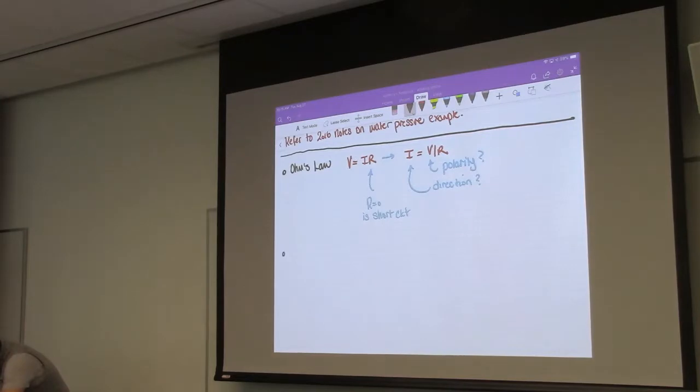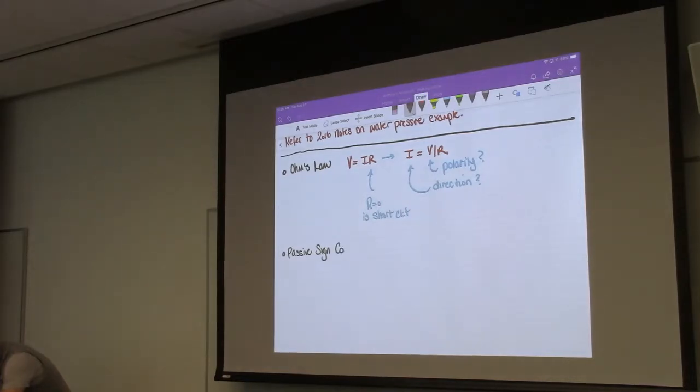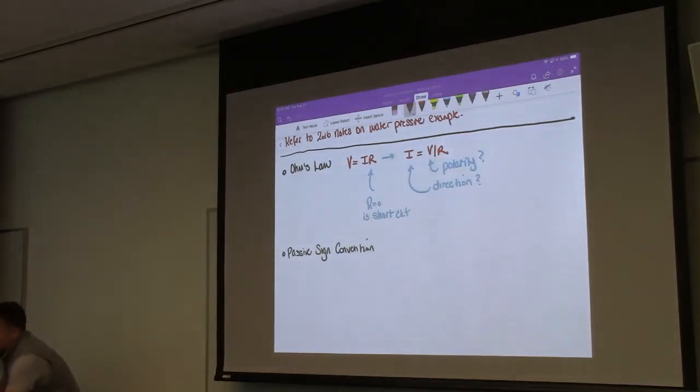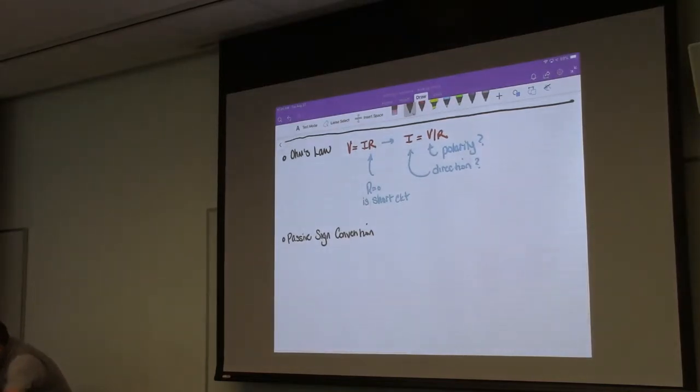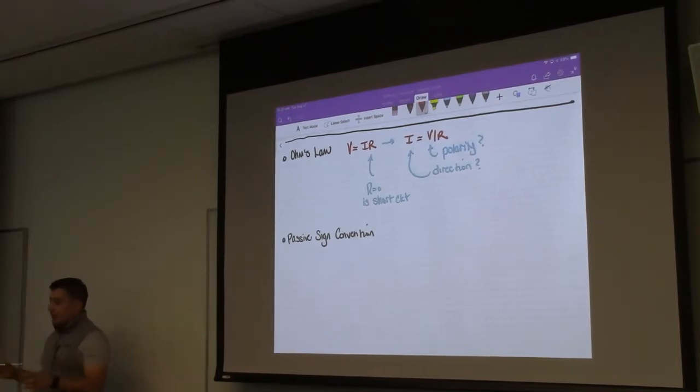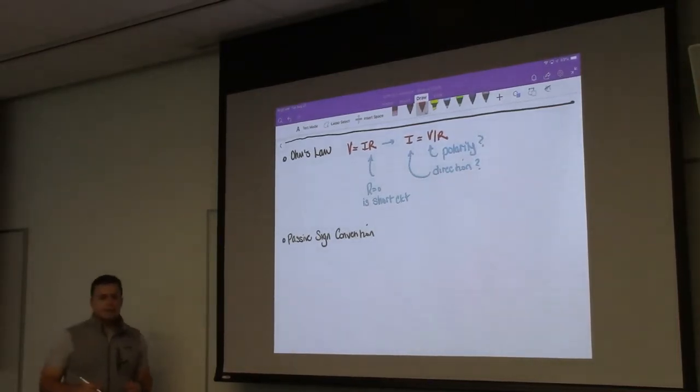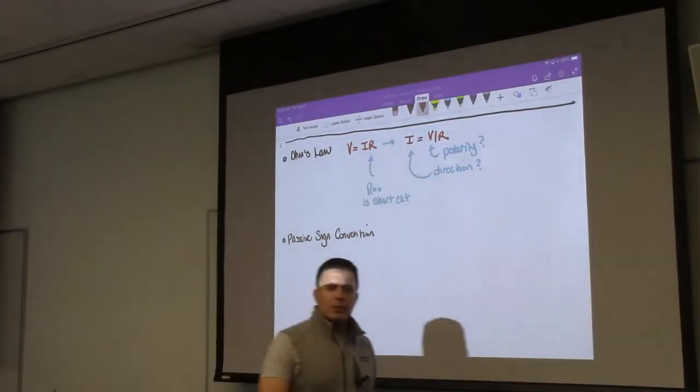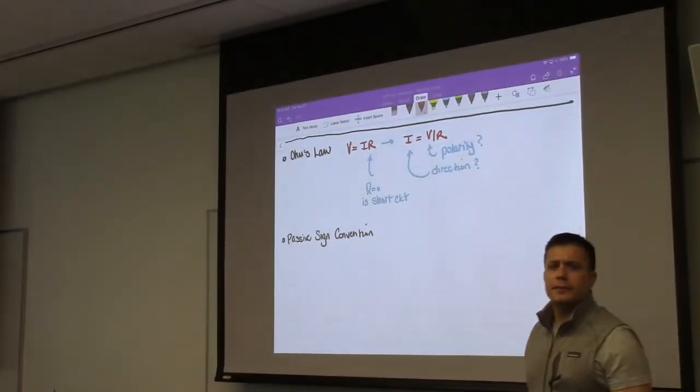Okay, now how do we figure out what the direction is of this stuff? We are going to use something called the passive sign convention. The passive sign convention is a way that we can relate the direction of current to the polarity of a voltage.